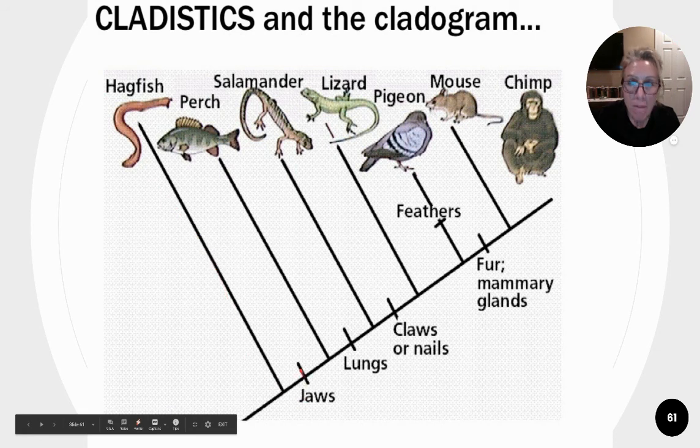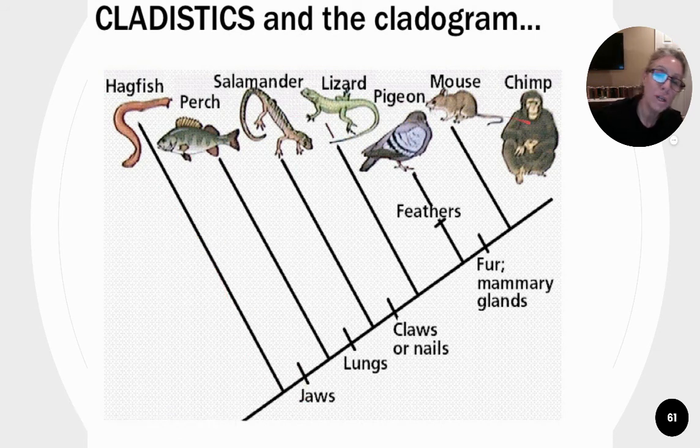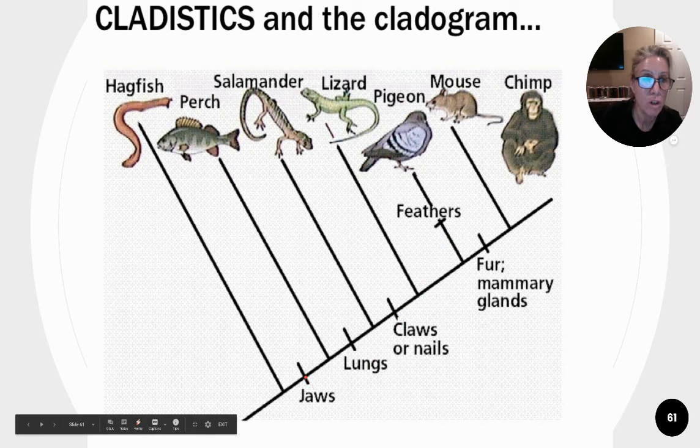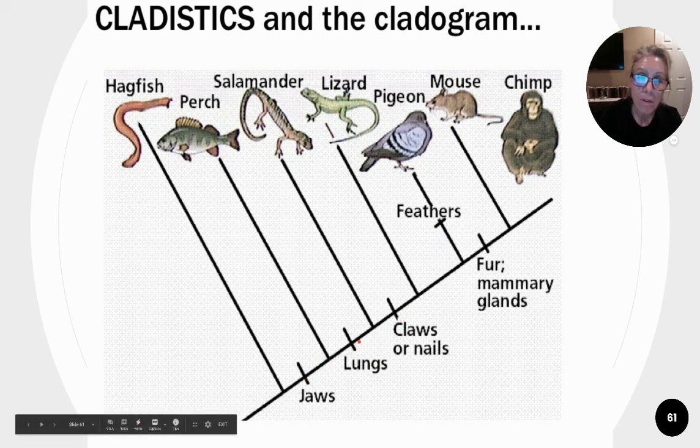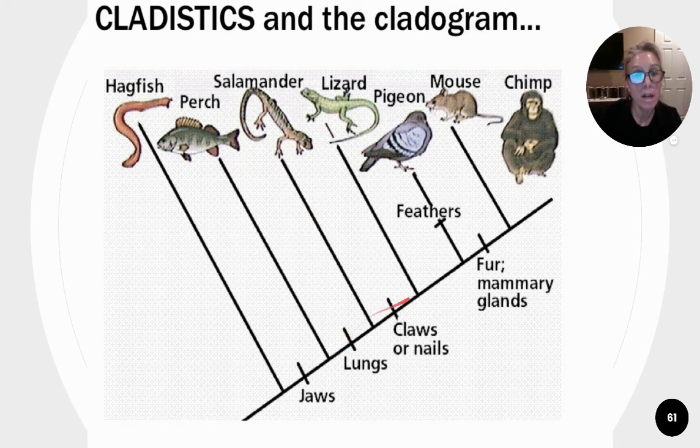Every organism, from the perch all the way to the chimp, they all have jaws from here on up. But now everybody except the perch has lungs. So everybody is in the lung club from here on up. These animals are more closely related to each other because they have this characteristic, and so forth.